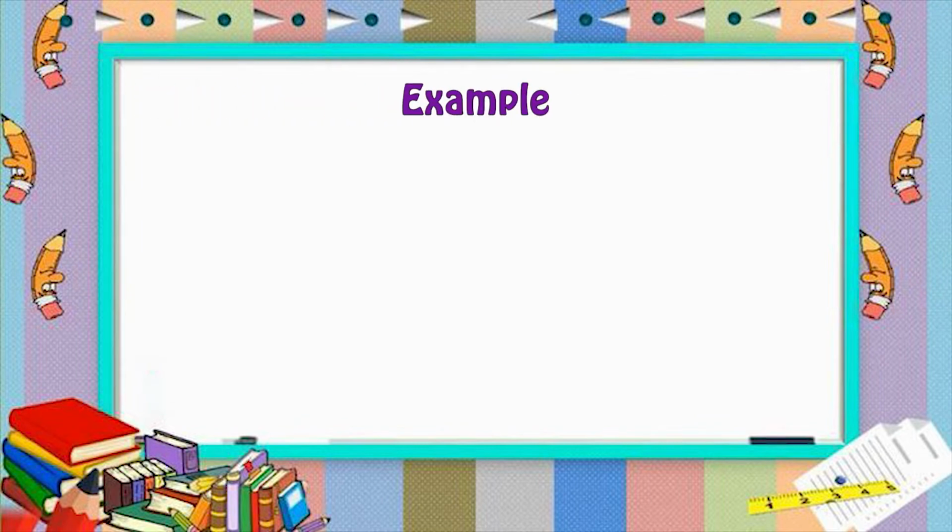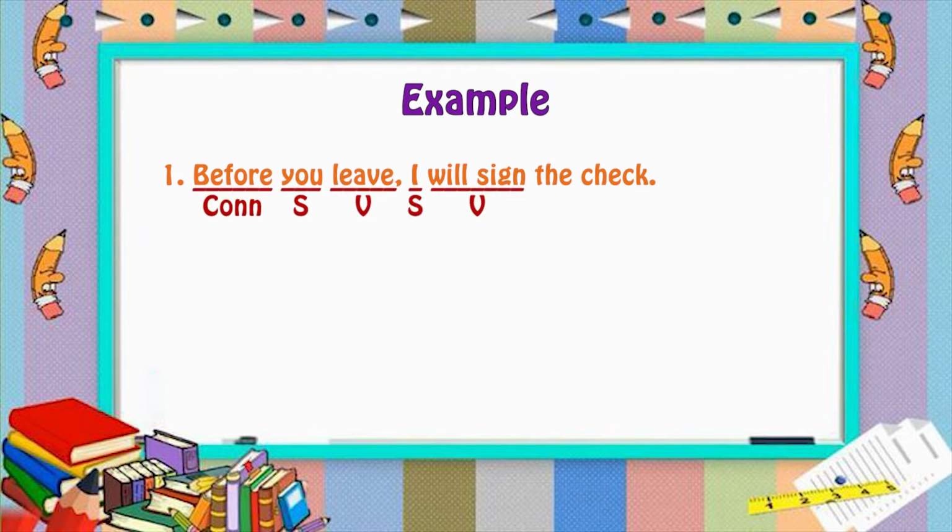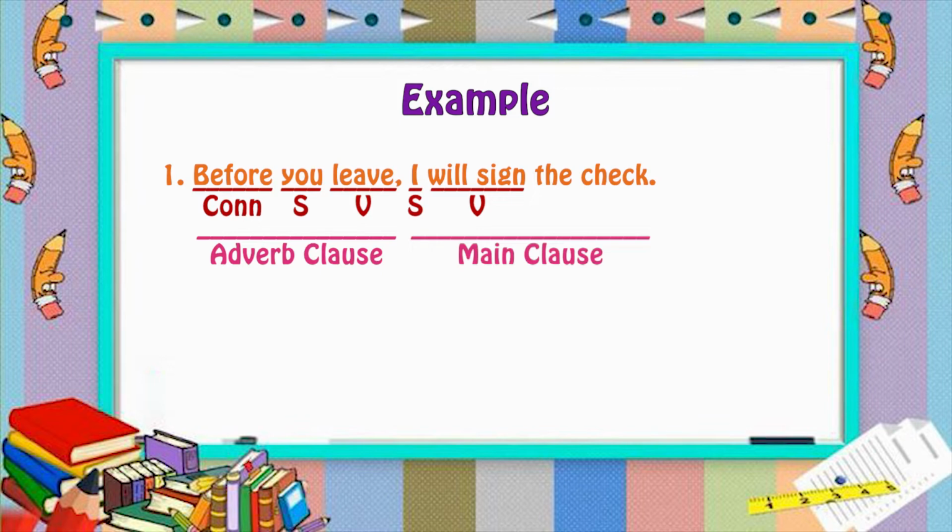Now let's have a look at the example here. Before you leave, I will sign the check. Before is the connector, and then you as a subject, leave as a verb. And then we have a comma. I will sign the check: I as a subject, and will sign is the verb. So which one is the adverbial clause? Yes, the adverbial clause here is before you leave, and I will sign the check is the main clause. So it is in the initial position, or in the beginning of the sentence. So we have a comma.